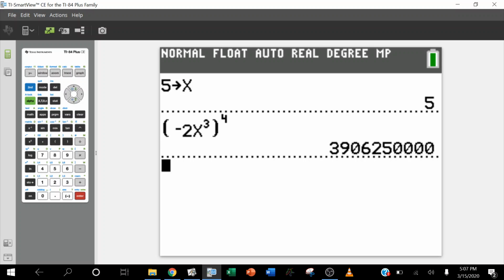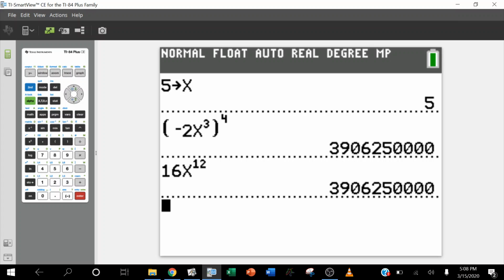Okay, pretty big number, and that's because I have a 5 that I'm storing in for the x there. Then we're going to type in what we said the answer to this was. So the answer to this we said was 16x to the 12th power. What I'm looking to see is, do I get the same answers when I type in the question and the answer? You can see here, because these are the same, that tells me that this right here is in fact the answer to that problem.